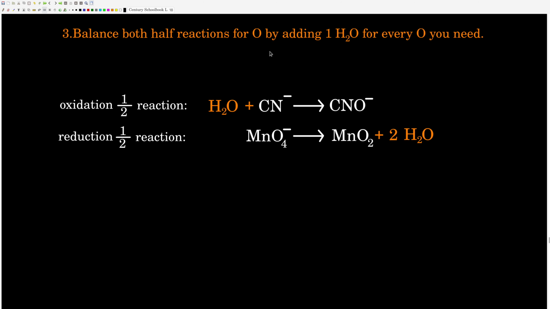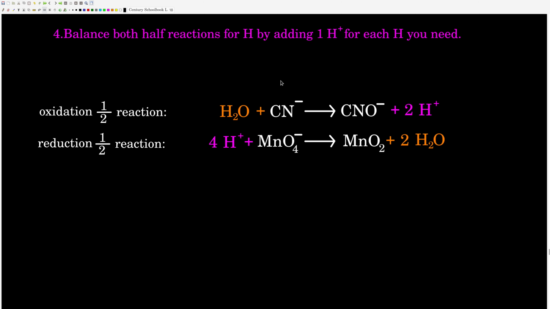Balance oxygens with waters. So the cyanate side of the oxidation half reaction has 1 oxygen, none on the left, so we add 1 water. Here in that reduction half reaction, we start out with 4 oxygens on the left, 2 on the right. We need 2 more oxygens, so we add 2 waters. Moving on to step 4, balance the hydrogens. So here we have 2 hydrogens on the left, none on the right, so we add 2 H pluses. Here we had 2 times 2 is 4 hydrogens on the right, none on the left, so we add 4 hydrogen ions. There we go.